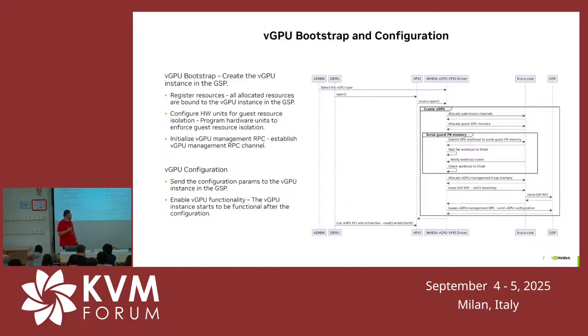It has multiple functions. First is to send the configuration of this vGPU to the GSP. The other is that it will later be used in live migration and all that stuff to control the vGPU status. And then after the bootstrap is done, you just send the config parameters to the vGPU. You can also find that in my code. After this is done, the vGPU functionality is ready, which means the virtual function behaves as expected.